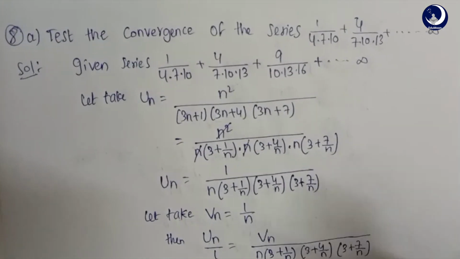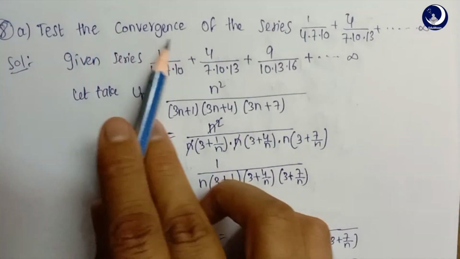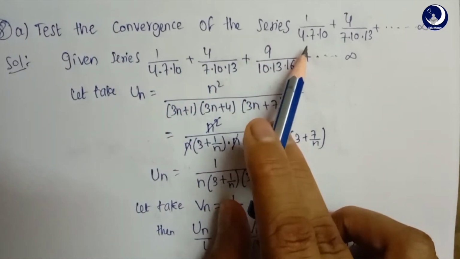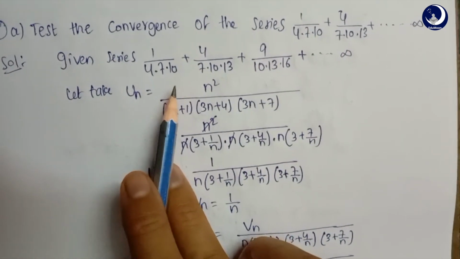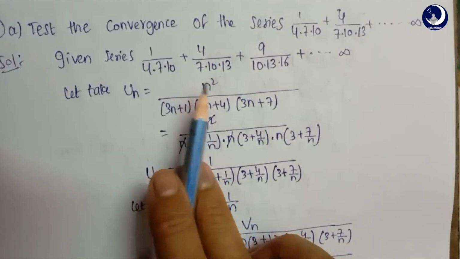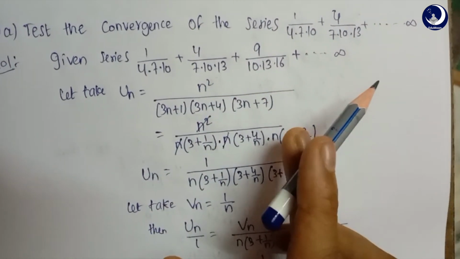Coming to the 8th question. 8a. Test the convergence of series. The given question was 1 by 4, 7, 10 plus 4 by 7 into 10 into 13, and so on, like that series.